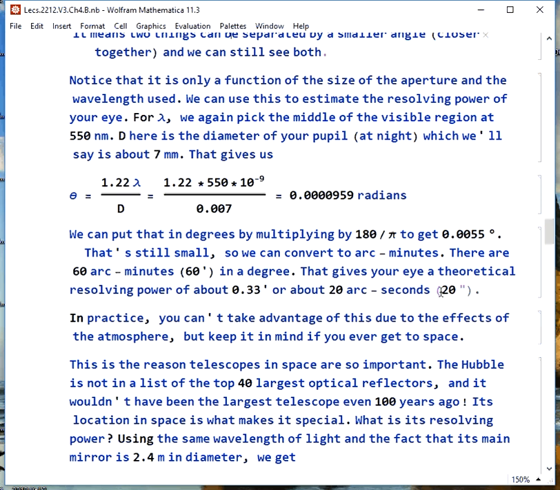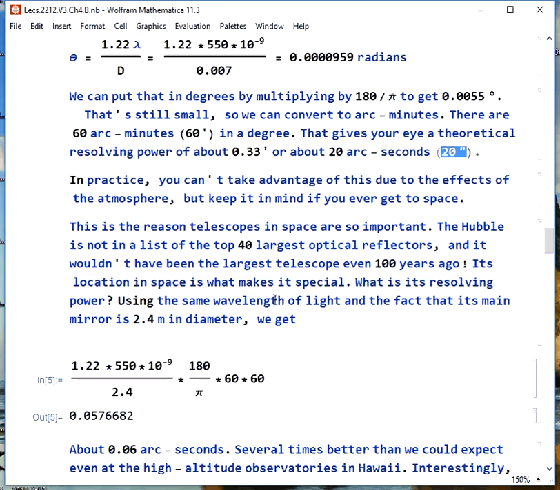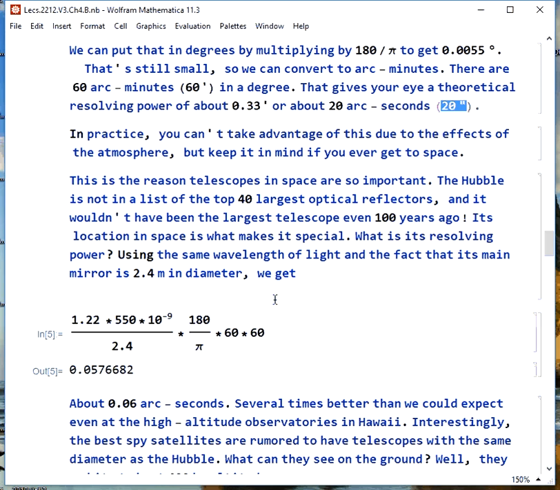In reality, you can't really get this level of resolving power with your eye because the atmosphere is so blurry and fuzzy, it distorts things too much. This problem with the atmosphere is the reason space telescopes are so important. If you put the Hubble on the ground, it wouldn't be in the list of the top 40 largest optical telescopes, and it wouldn't have been the largest telescope in the world 100 years ago. The thing that makes it so special is it's out in space. It can achieve its diffraction limited resolution, which you won't find on earthbound telescopes.